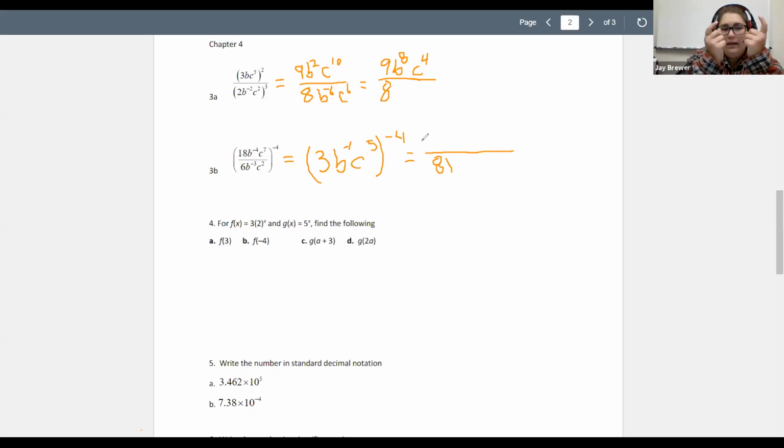B to the negative 1 raised to the negative 4. Negative times the negative gives us positive, so B to the 4th is going to be on top. C to the 5th times negative 4 will give us C to the negative 20th, which means it's joining 81 on the bottom. That is your overall answer there.